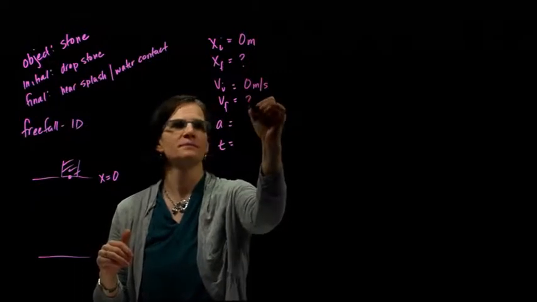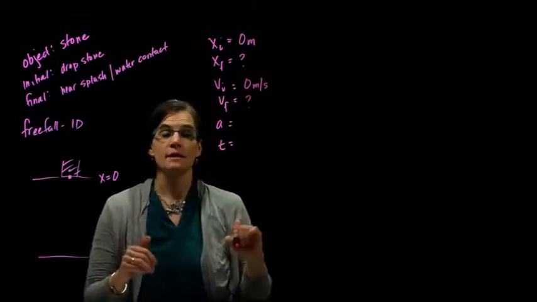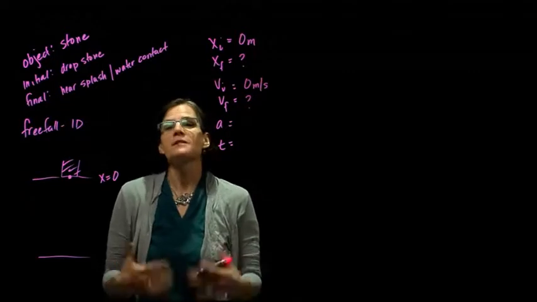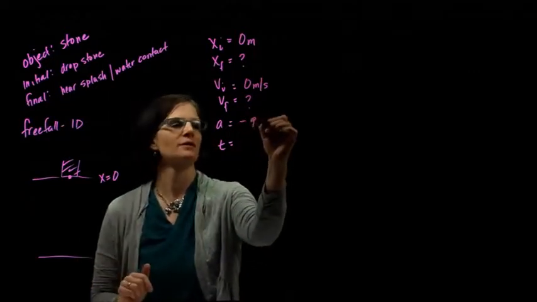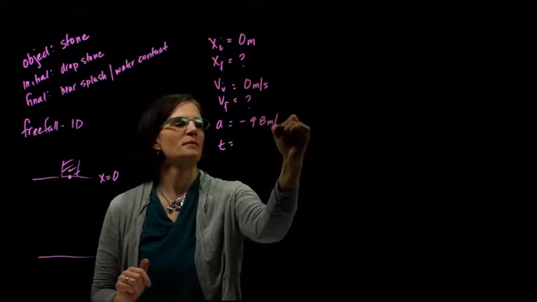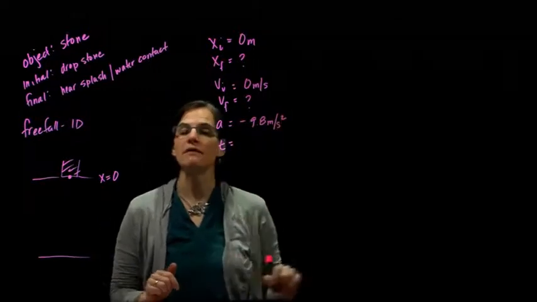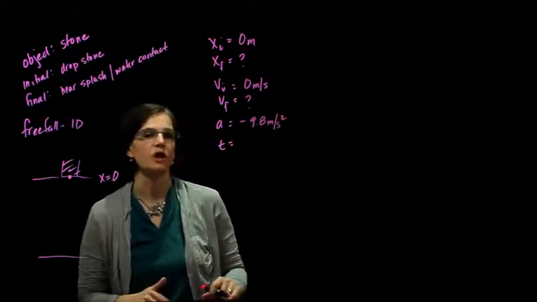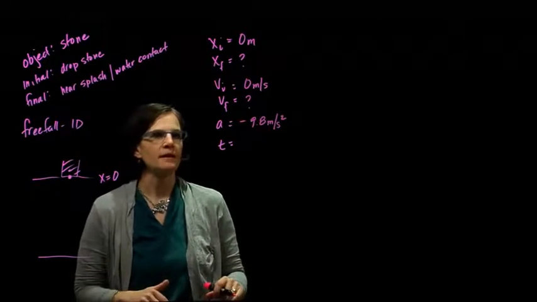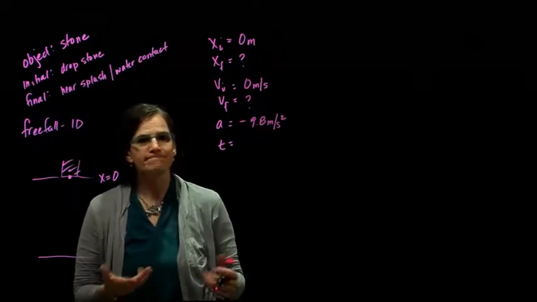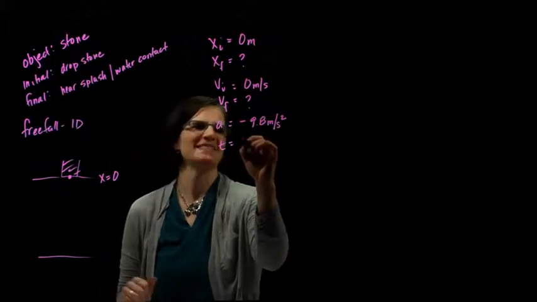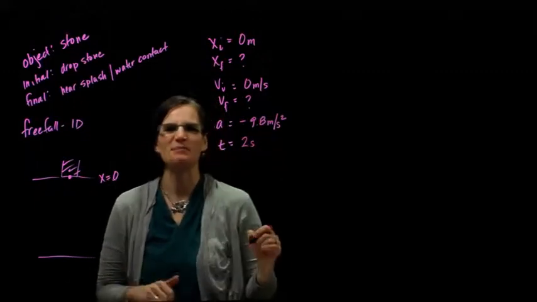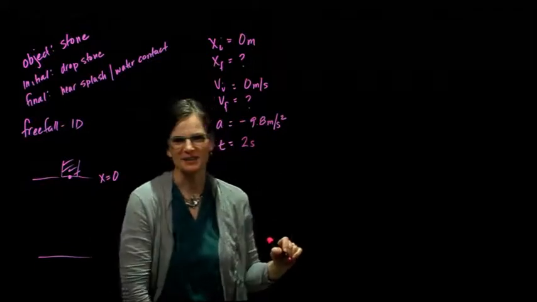Final velocity, we don't know. Acceleration: we're in free fall, and free fall is defined for us as a constant negative 9.8 meters per second squared, regardless of direction of motion. It's only gravity acting on the object, causing it to fall and speed up as it goes. Time: we do know. Time is 2 seconds, it's given in the problem. So we hear that splash 2 seconds later.